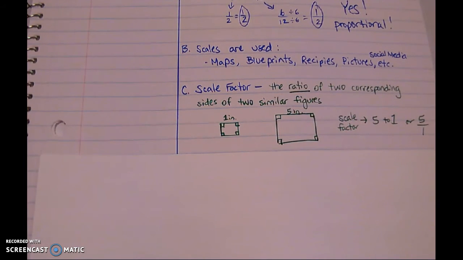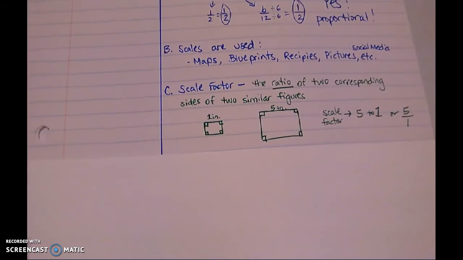Okay? Now, in some of the examples that we're going to see, you may not always be given a picture. And in some examples, they may give you the scale factor and ask you to find a missing side or a missing measurement. So we're going to look into those type of examples right now.